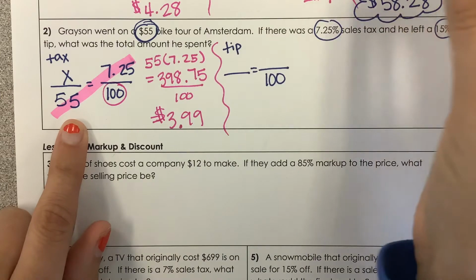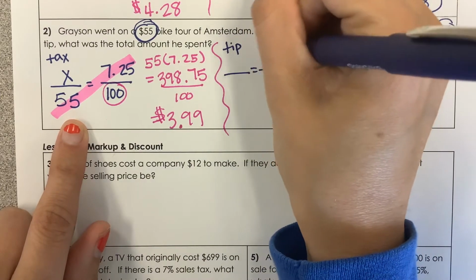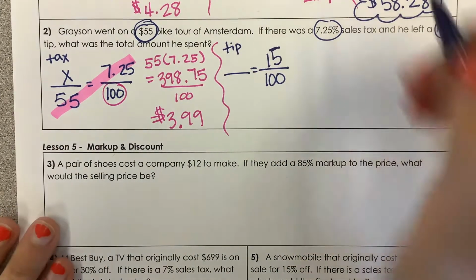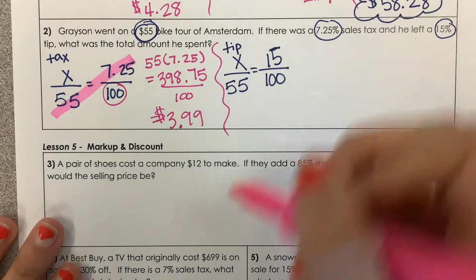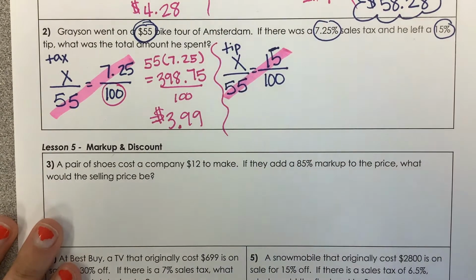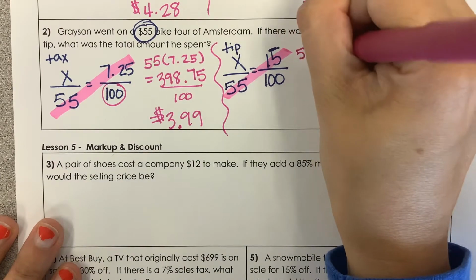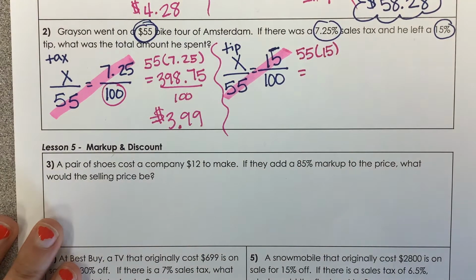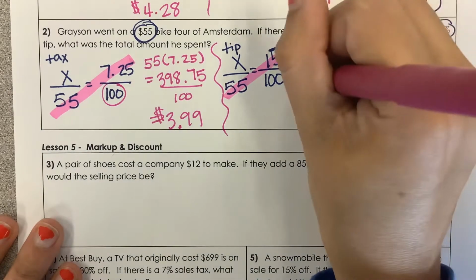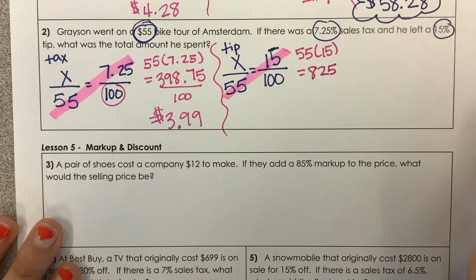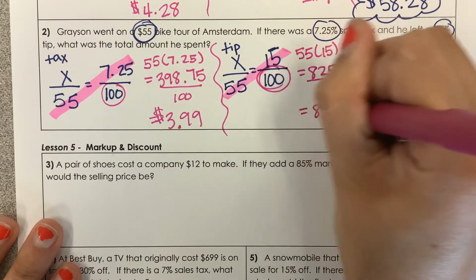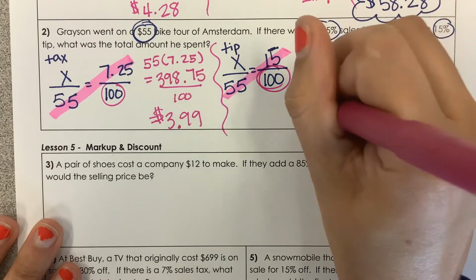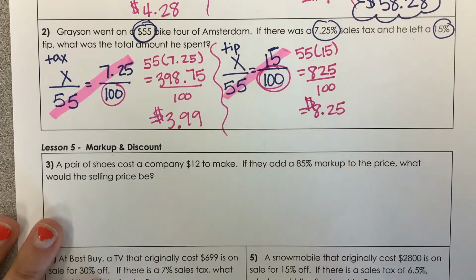So, plugging into my percent proportion, we're calculating 15% for the tip on the same original amount of $55. So looking at our diagonal here, I am multiplying 55 times 15, which equals 825. We're dividing by the number in the same diagonal as the variable, and we get $8.25 for the tip.